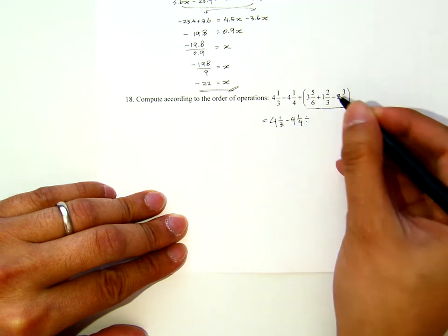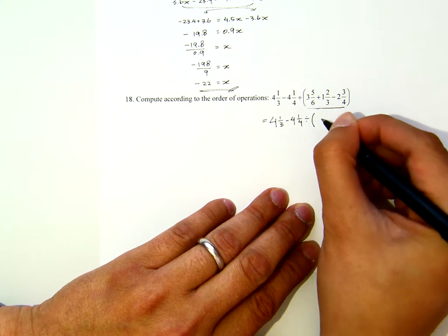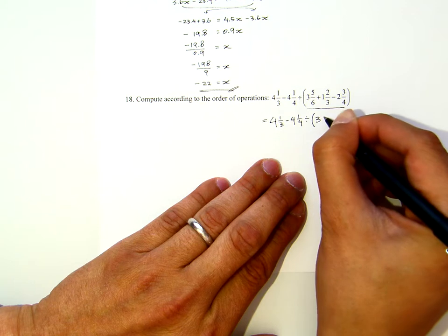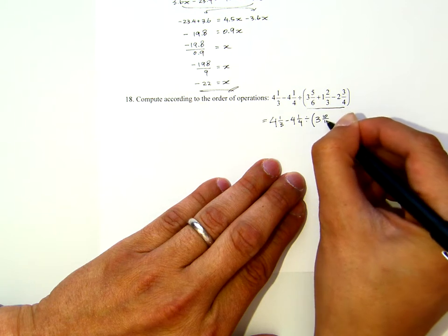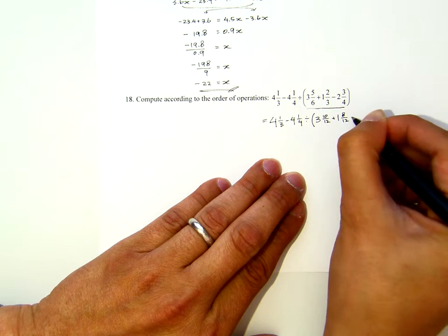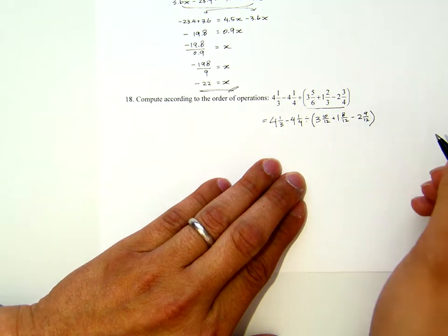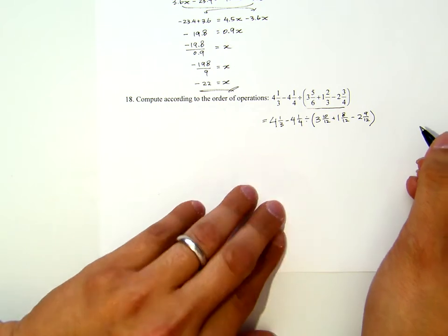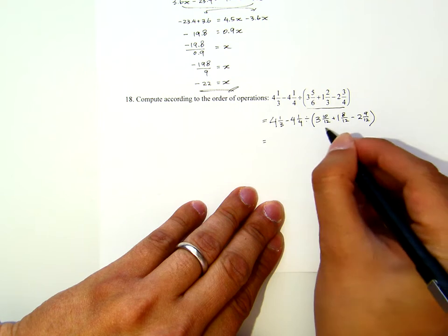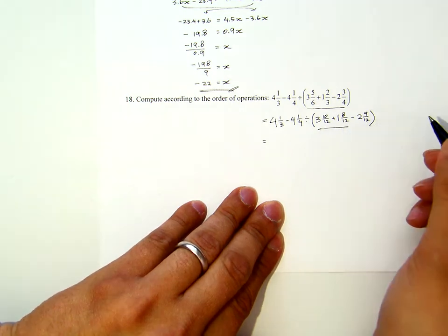Now to add and subtract mixed numbers, what I need is the LCD, not improper fractions. The LCD is 12. Okay, and once I have the LCD, I will add and subtract, and here I need to do it from left to right.